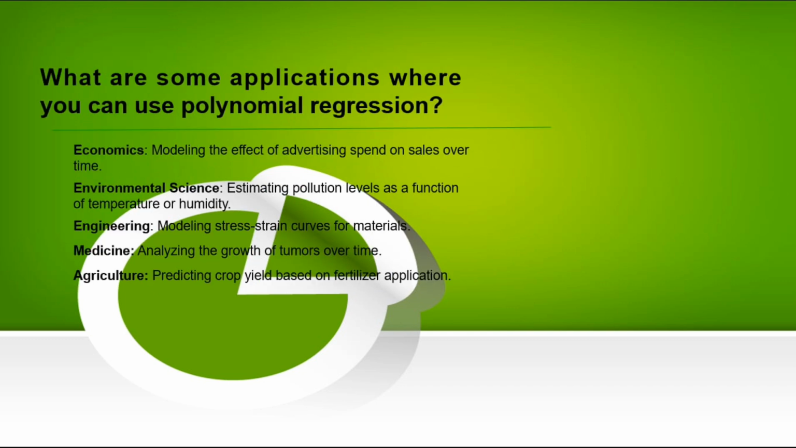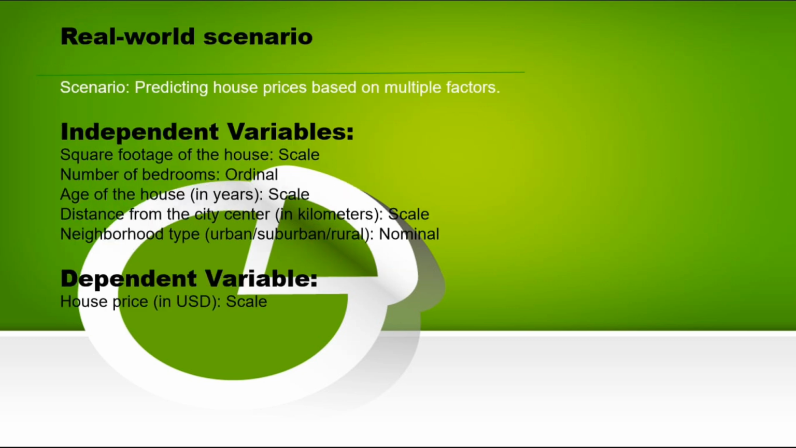So, what are some applications where you can use polynomial regression? First is economics. Modeling the effect of advertising spend on sales over time. Environmental science. Estimating pollution levels as a function of temperature or humidity. Engineering. Modeling stress-strain curves for materials. Medicine. Analyzing the growth of tumors over time. Agriculture. Predicting crop yield based on fertilizer application.